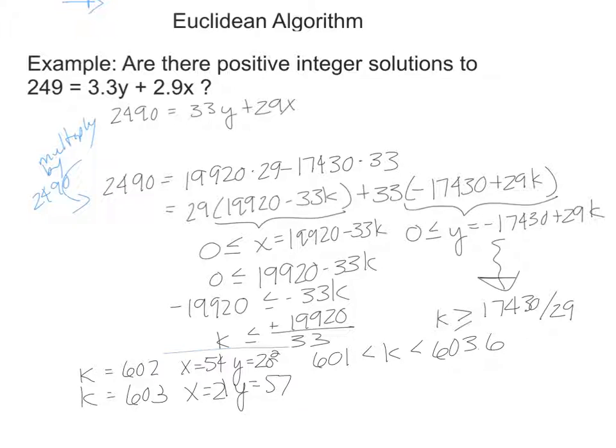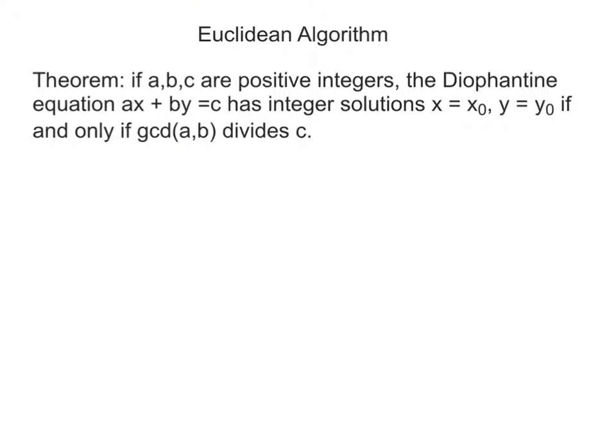So here is our solution for x and y. Our last theorem for this section is, if a, b, and c are positive integers, the Diophantine equation ax plus by equals c has integer solutions x equals x naught, y equals y naught, if and only if the greatest common divisor of a and b divides c.